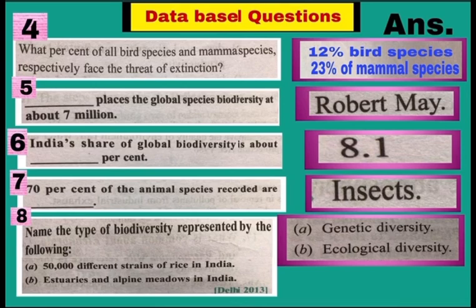Question number 8. Name the type of biodiversity represented by the following. A. 50,000 different strains of rice in India. It represents genetic diversity. B. Estuaries and alpine meadows in India. It represents ecological diversity.